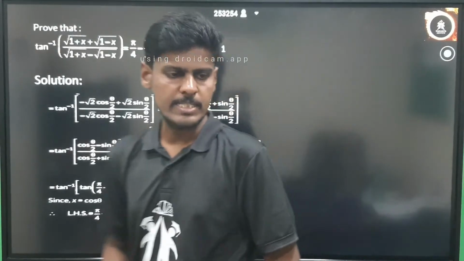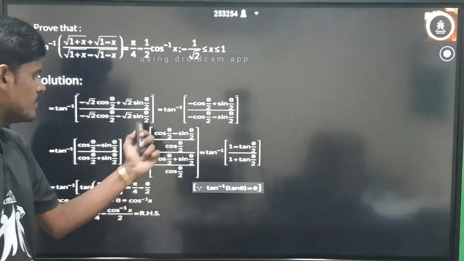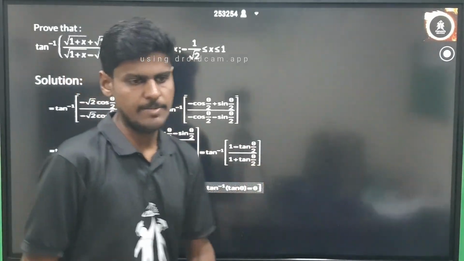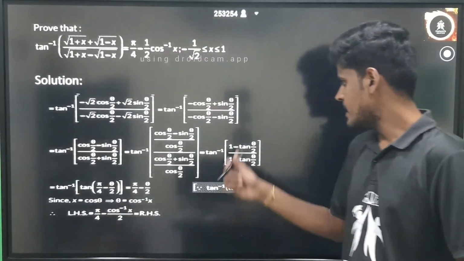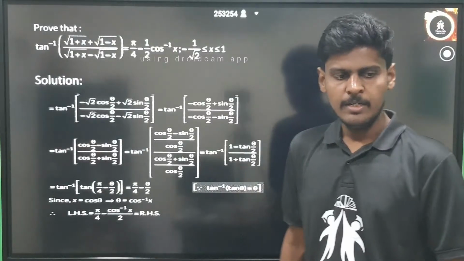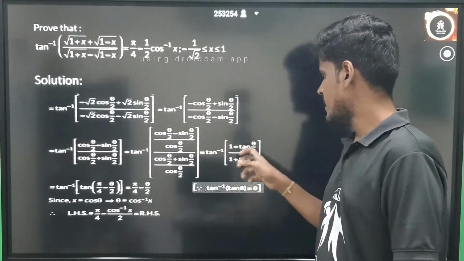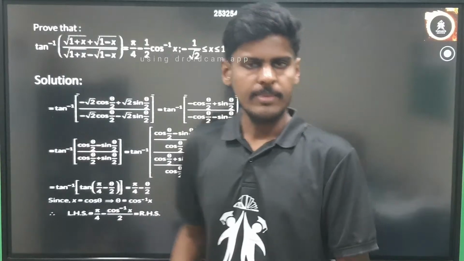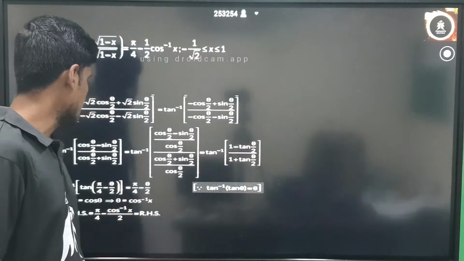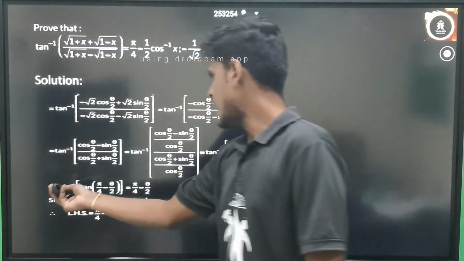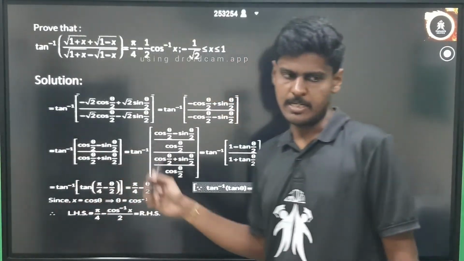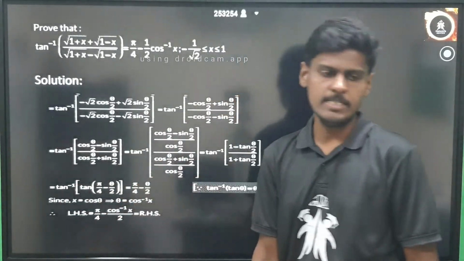Now when we divide by cos theta by 2, this will be 1 minus tan theta by 2 by 1 plus tan theta by 2. What is that, students? We can write this 1 as tan pi by 4. We know tan 45 degree is 1. So this is tan A minus tan B divided by 1 plus tan A tan B. That is tan of A minus B, that is pi by 4 minus this value theta by 2. So this is nothing but tan inverse of tan of pi by 4 minus theta by 2. What is tan inverse tan theta? Theta. So this is nothing but pi by 4 minus theta by 2.